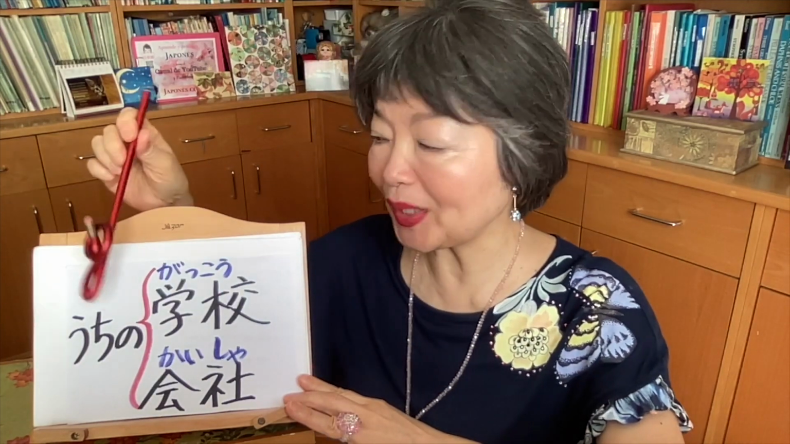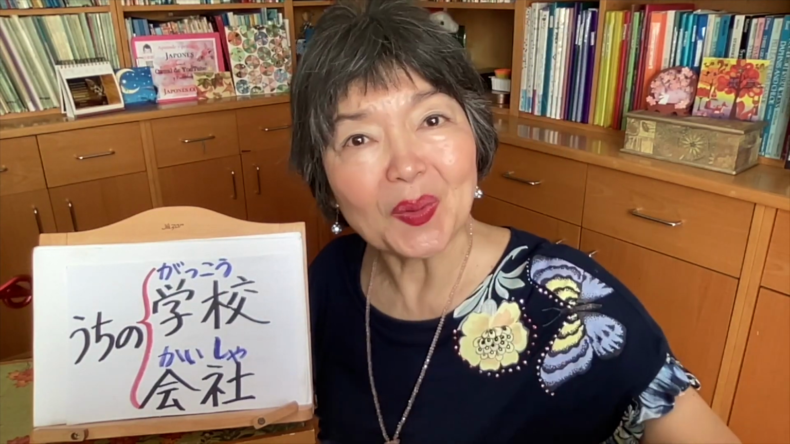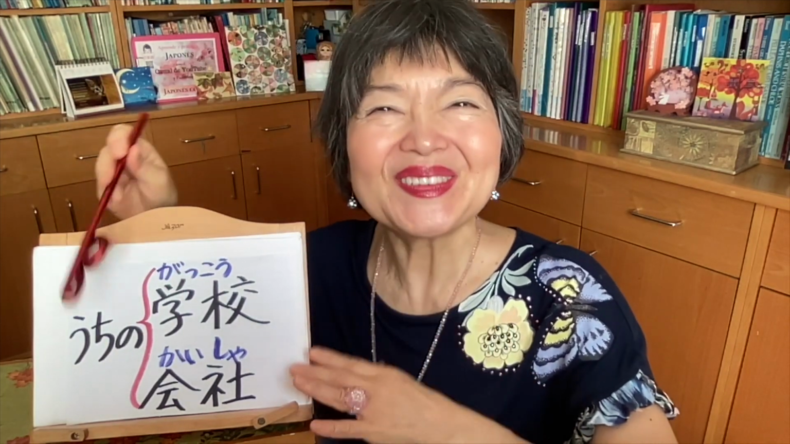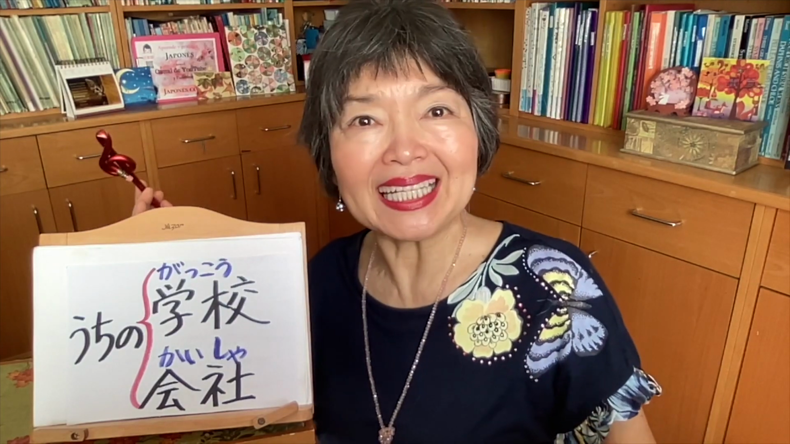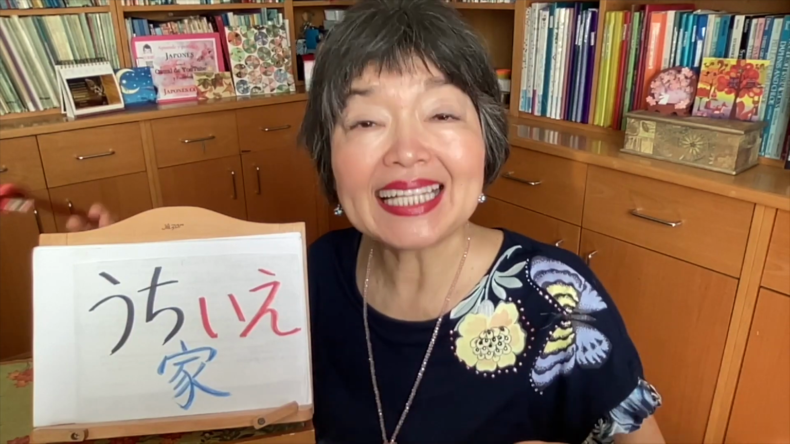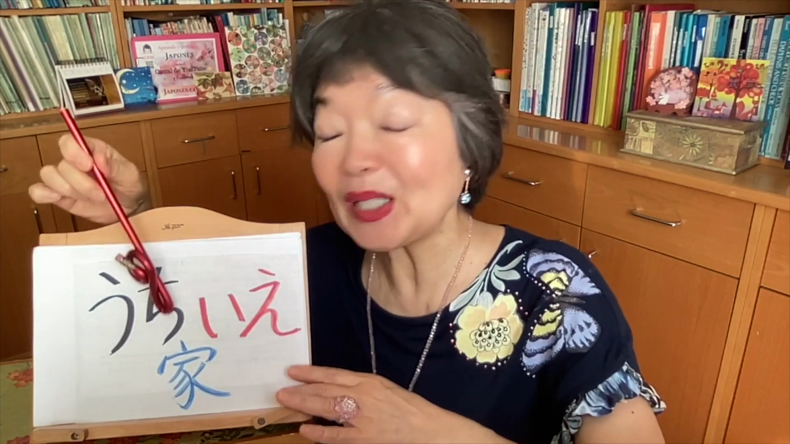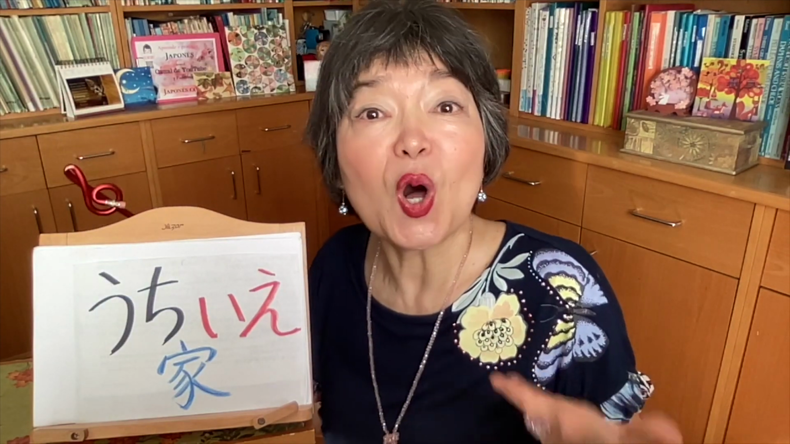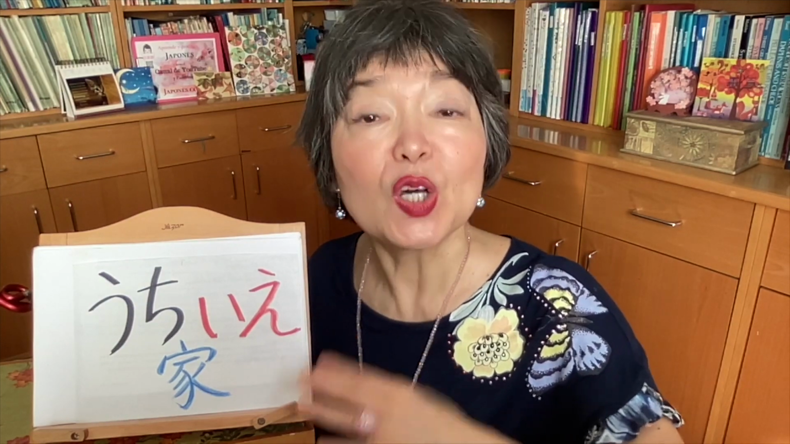うちの親, my parents. We can also use this word うち not only about at home, but also about somewhere that I belong to. For example, うちの学校, my school. うちの会社, our company or my workplace. I think you understand these two words by now, right? When we say うち, we usually write with hiragana and it means home. And when we say ie, we usually write with kanji and it means this house, this building.